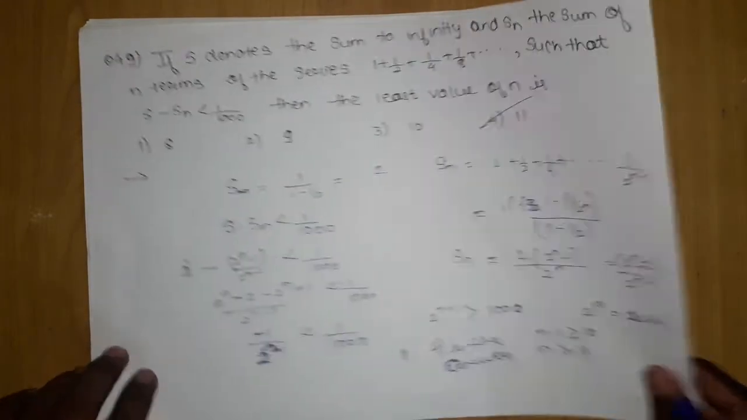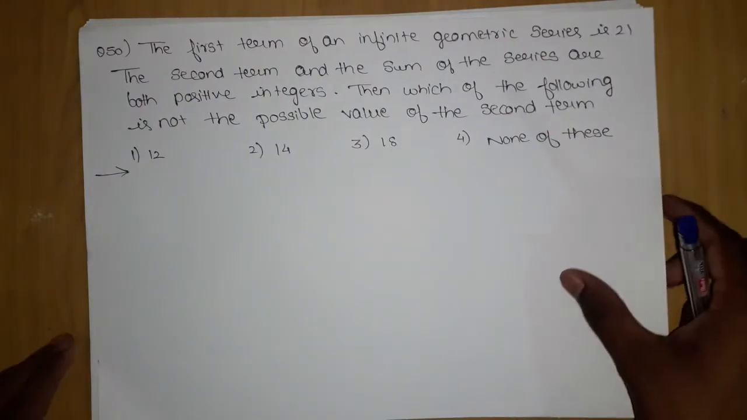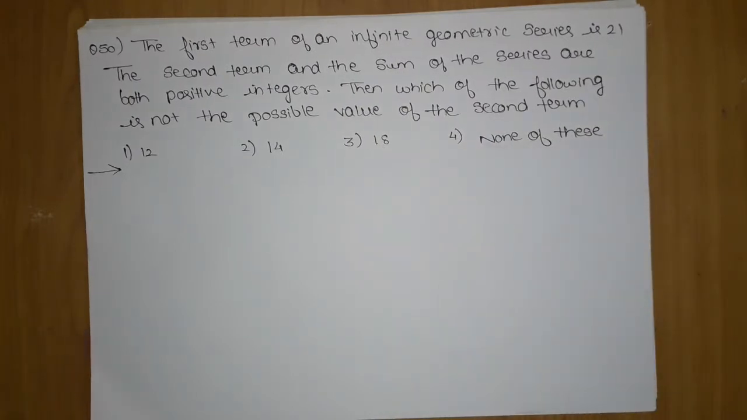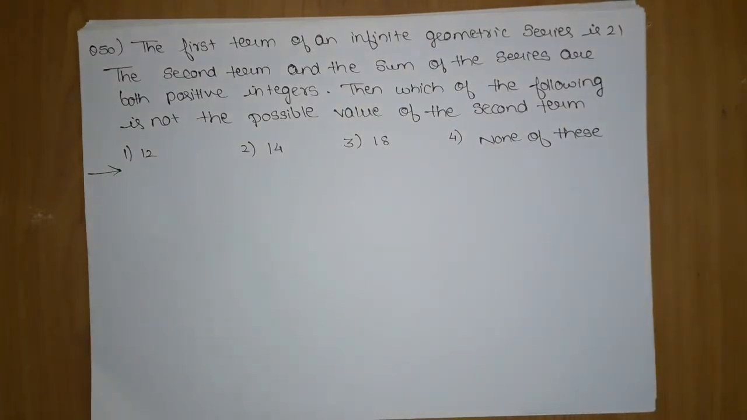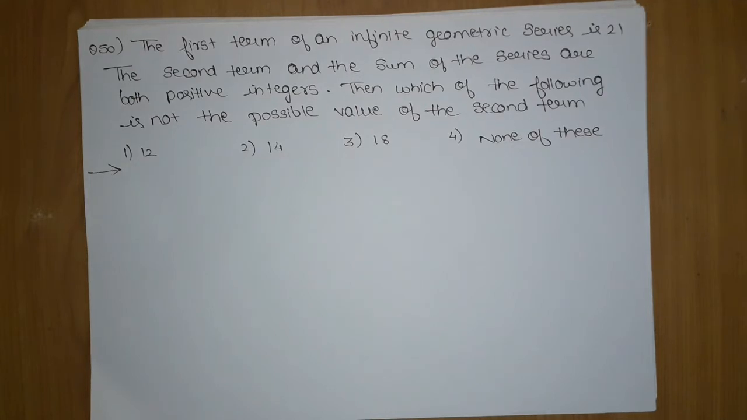Now let's move on to the next page. The question number 50 is as follows. The first term of an infinite geometric series is 21. The second term and the sum of the series are both positive integers. Then which of the following is not a possible value of the second term?